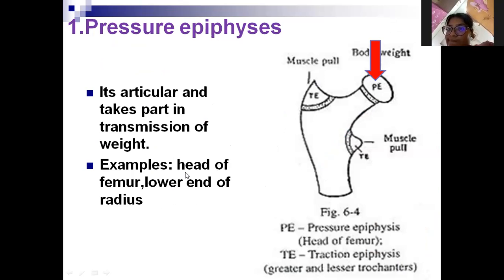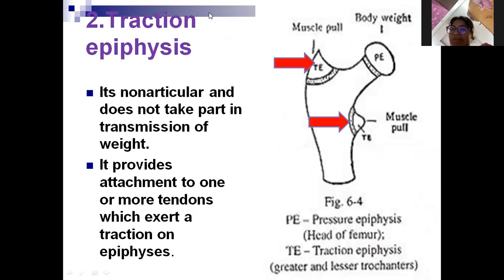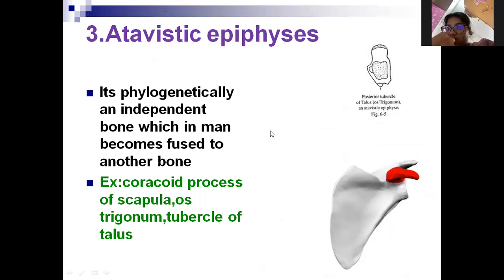Example, pressure epiphysis we find with head of the femur, head of the humerus, anything. Now, traction means pull. So it is basically non-articular and does not take part in the transmission of weight. It provides attachment usually to tendons which exert a traction on the epiphysis. That is traction epiphysis.